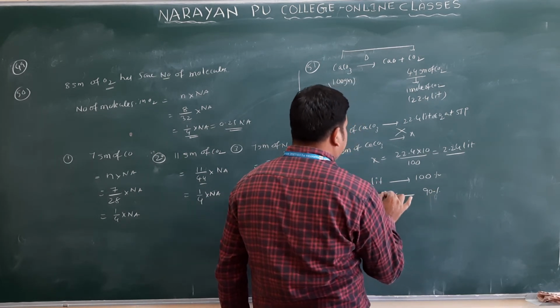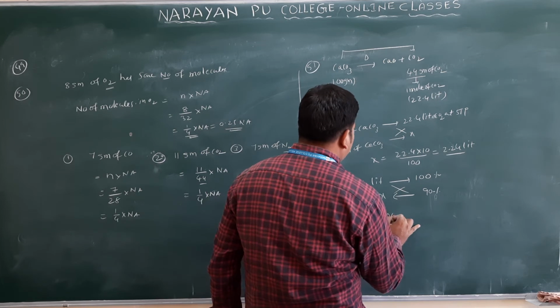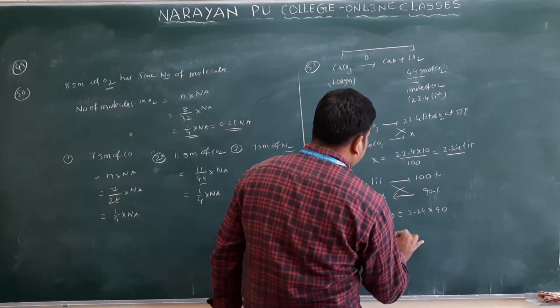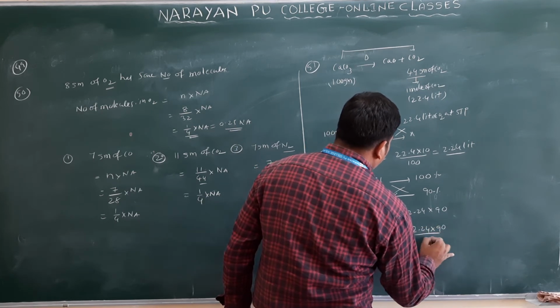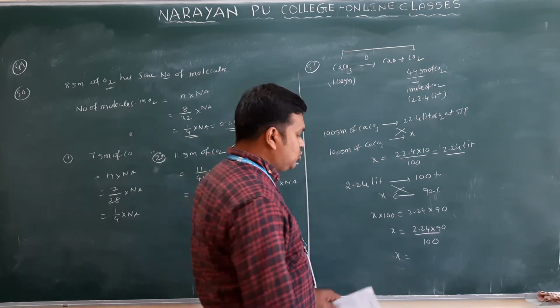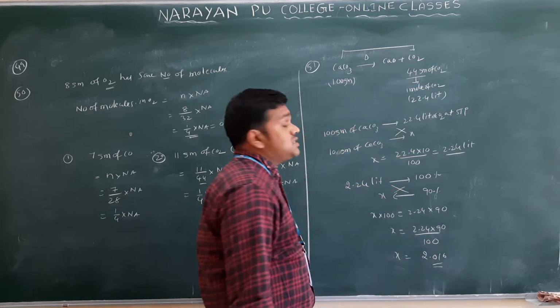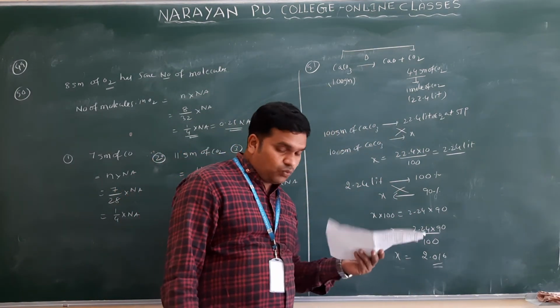If you take the 90%, you will do cross multiplication only. Then what you will get? X into 100 is equal to 2.24 into 90. X is equal to 2.24 into 90 by 100 only. So approximately we will get 2.016. So this is the answer for question number 51.